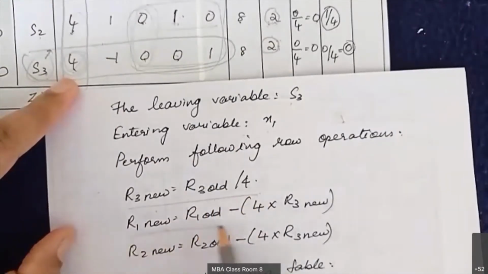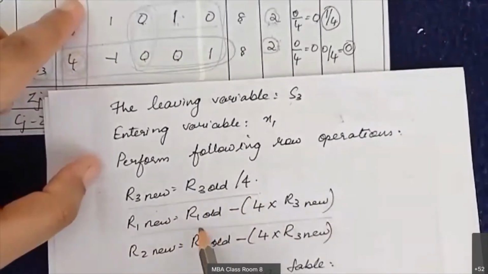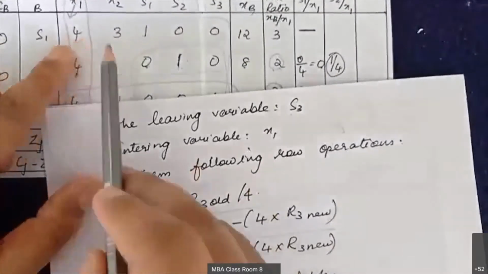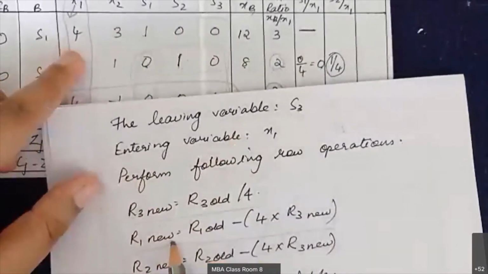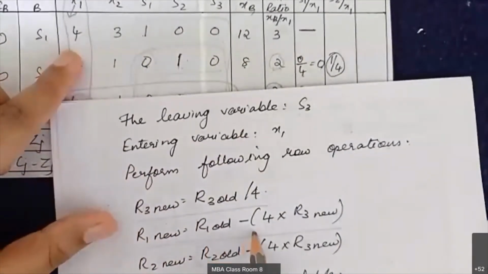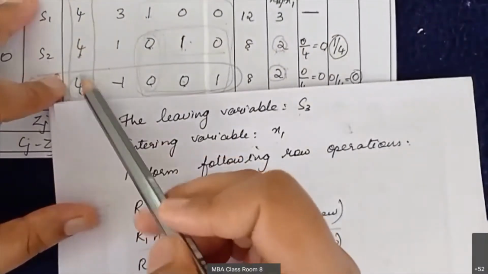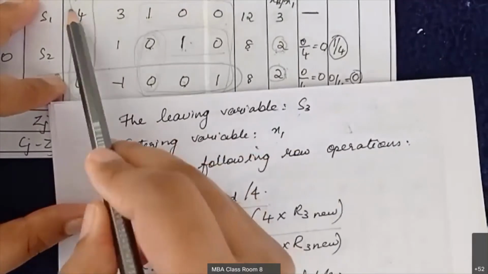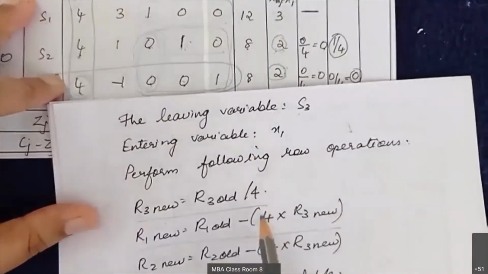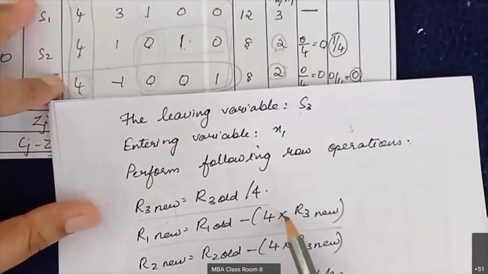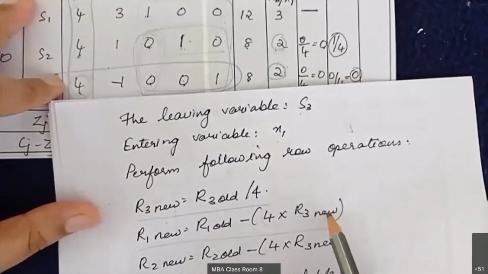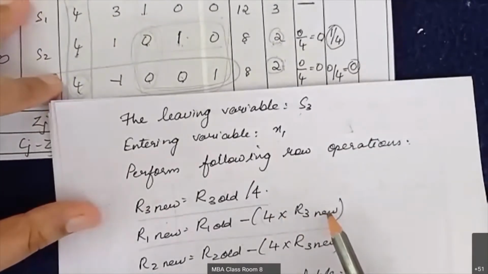Similarly, R1 new is equal to, I am considering the first row. Can you see the first row? So R1 new is equal to R1 old minus the element above or below the key element. When I'm considering the first row, it is 4. So over here I have written 4 into R3 new. R3 new is nothing but our new key row.